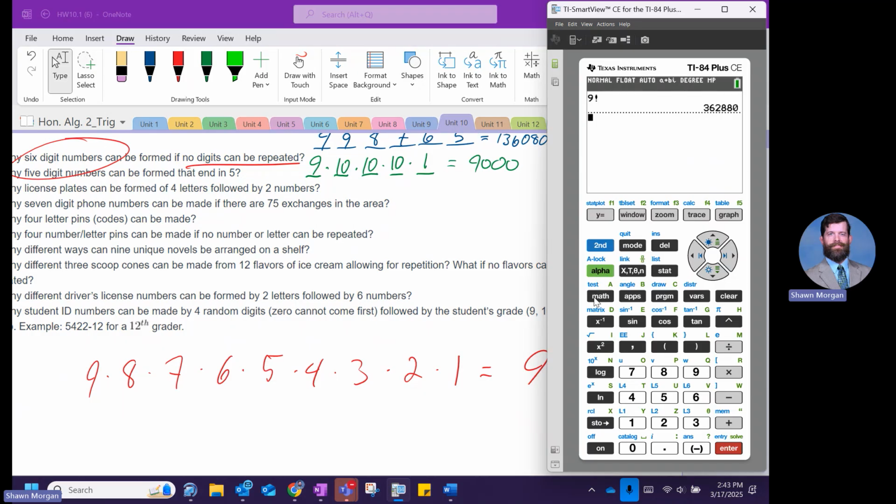362,880. That's what 9 times 8 times 7 times 6 times 5 times 4 times 3 times 2 times 1 is. Okay? There's another shortcut that's a little bit faster. If I wanted to do 9 factorial, I could go alpha, window, 9. Alpha, window, 9. And that's your shortcut as well for factorials.